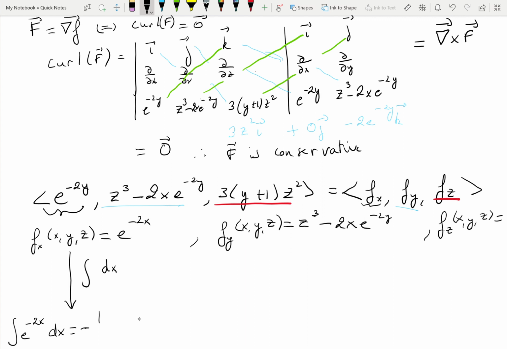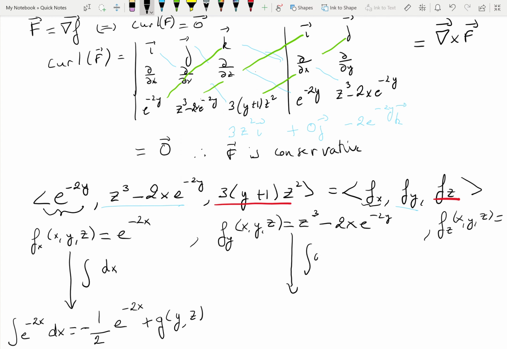If you integrate e to the minus 2x, again, this is a simple one. It's e to the ax, whose antiderivative is 1 over a times e to the ax. So a here is negative 2, so it's going to be negative 1/2 e to the negative 2x plus a constant, but when it comes to the x variable, any function of y and z is constant.